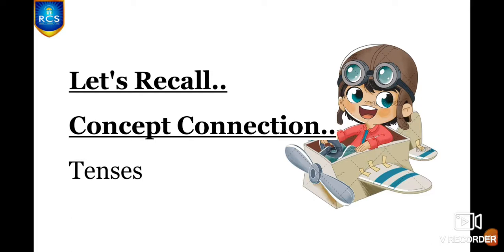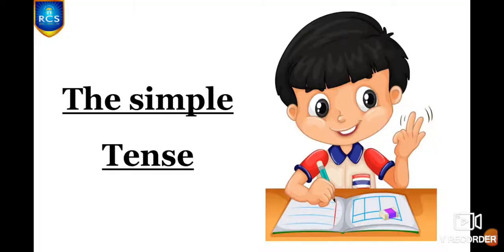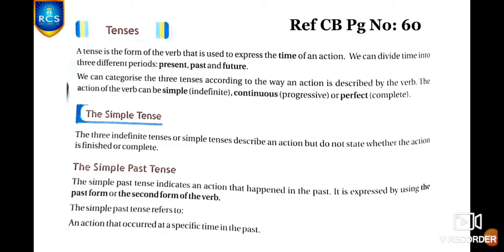Concept connection: tenses. First we are going to see the simple tense. In your concept book, page number 60. A tense is the form of the verb that is used to express the time of an action. Tense is always used to express the time of an action with the help of a verb.